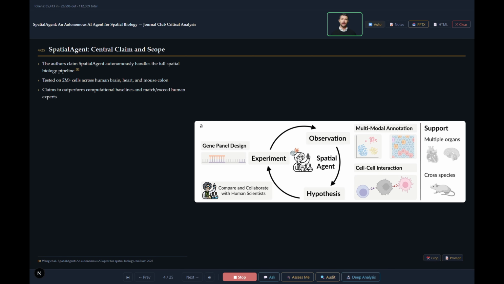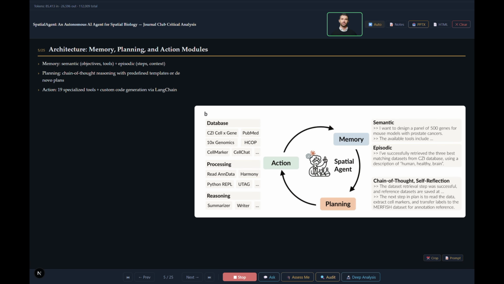A good question for the group: is it realistic to expect a single agent architecture to excel across all of these fundamentally different tasks? Figure 1b shows the 3-module architecture. The memory module maintains both high-level objectives, like what tissue you're studying, and episodic memory of what steps have been completed. The planning module uses chain-of-thought reasoning and can either follow predefined templates or generate plans from scratch. The action module is where the actual computation happens. It selects from 19 specialized tools spanning database queries, data processing, and aggregation.